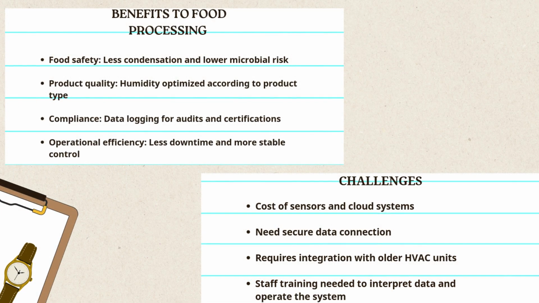Using IR 4.0 technologies in HVAC brings several benefits. It improves food safety by reducing condensation and microbial growth. It also enhances product quality because humidity is kept at the ideal level for each type of product. Cloud-based data logging makes it easier to meet HACCP and GMP requirements, and the system runs more efficiently with less downtime. However, there are also challenges.